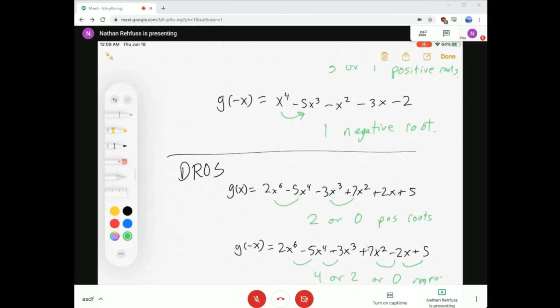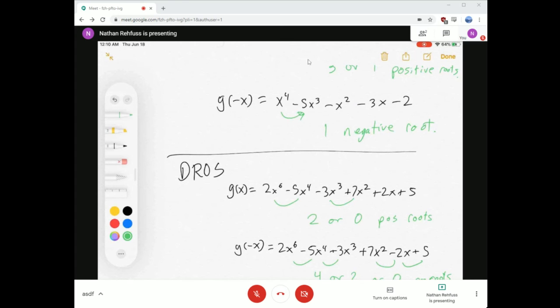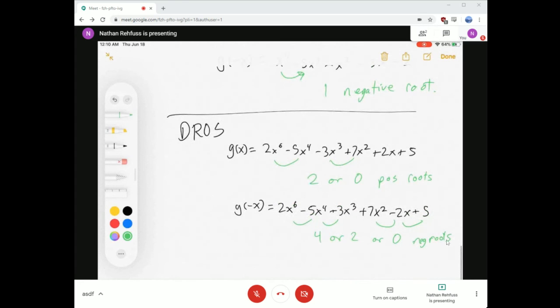The pattern is you start at your number and you just go down by 2s until you run out. So up there it was 5 or 3 or 1. Down here it's 4 or 2 or 0. You just keep going down by 2s all the way until you get to 0 or 1. And now this is a 6th power. It's got to have 6 roots. And so I know that 4 or 2 or 0 of them are negative and 2 or 0 of them are positive.